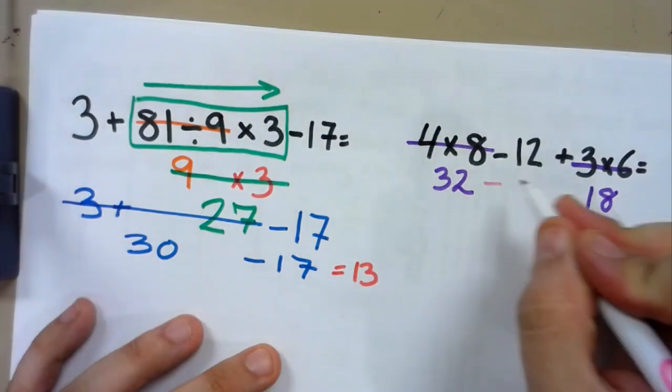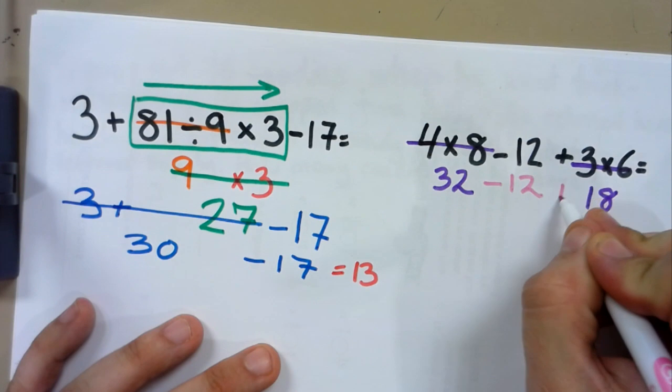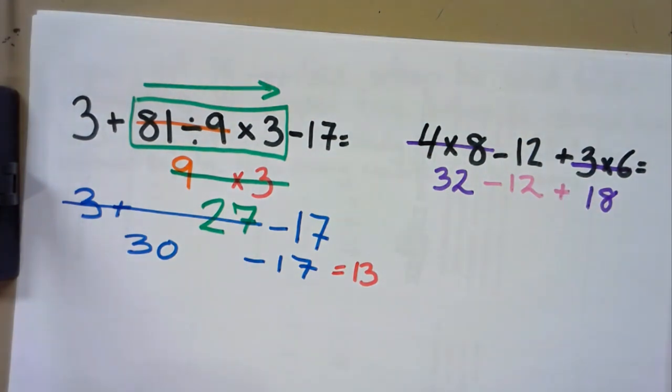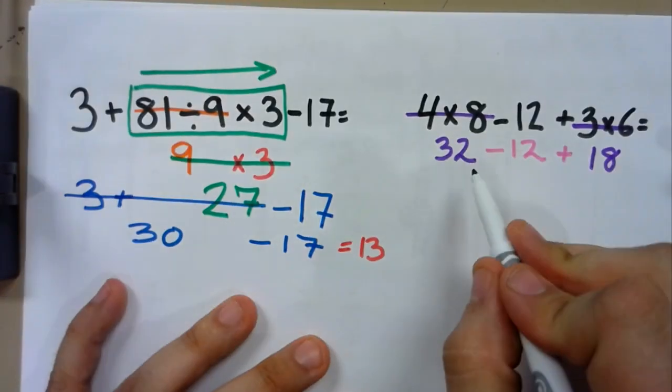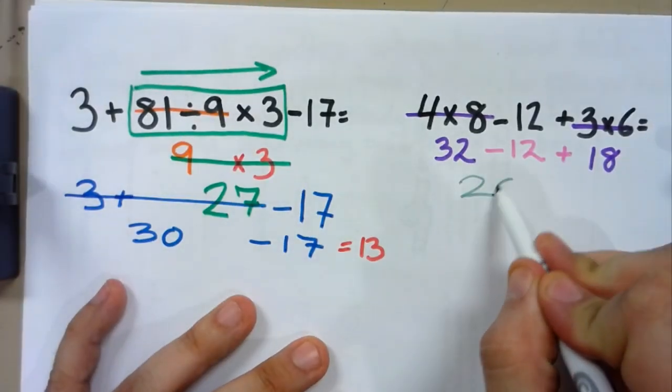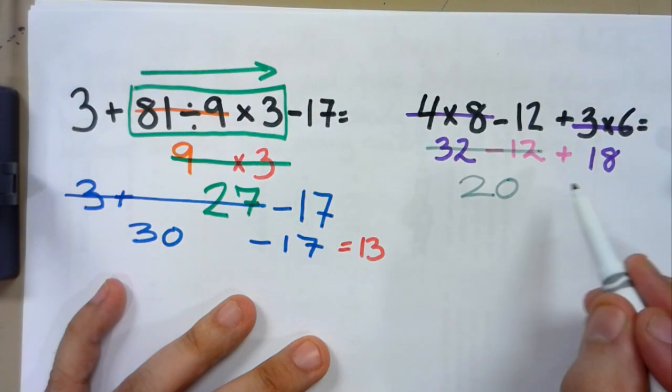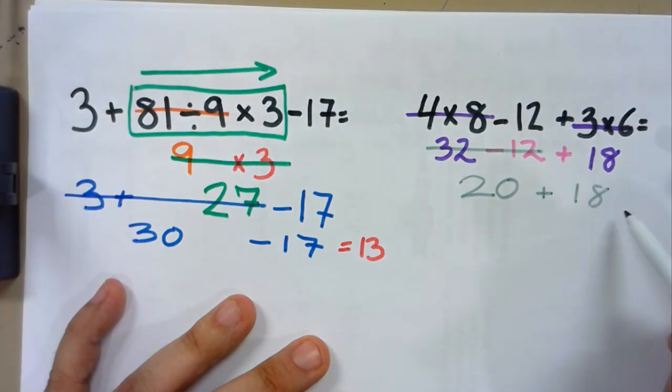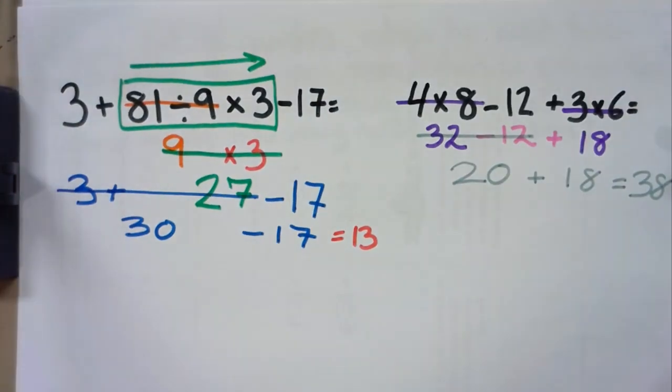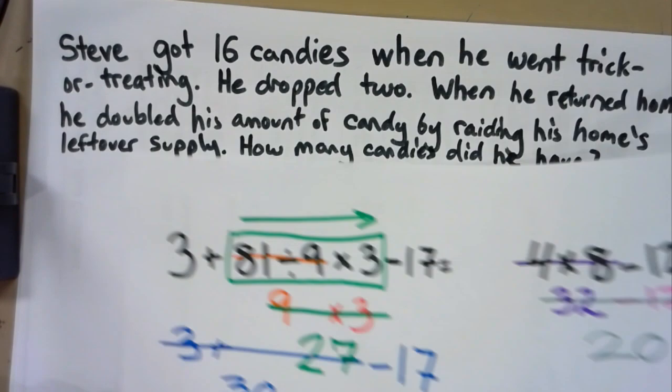Let me bring down my minus 12 plus and see what we can come up with here. 32 minus 12 equals, sorry, I'm looking for a color I haven't used lately. 32 minus 12 equals 20. And now I've got 20 plus 18, which equals 38. So we always start with the grouping, and then we move to the counting.